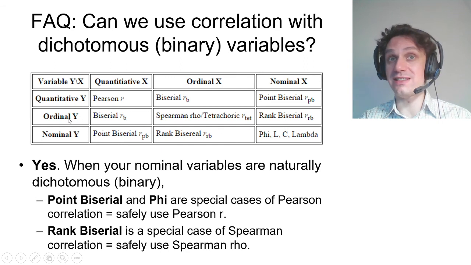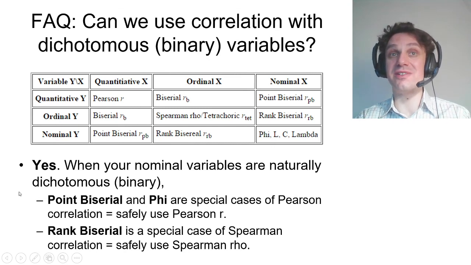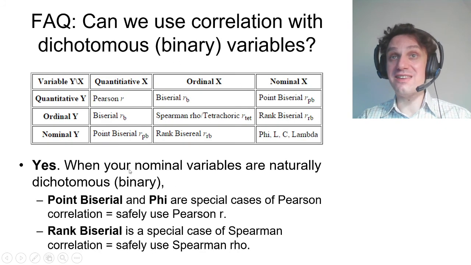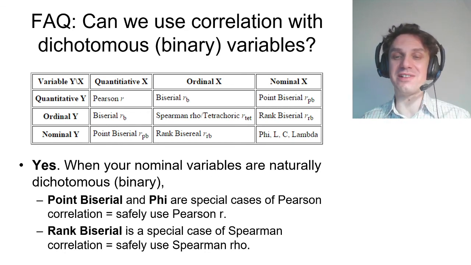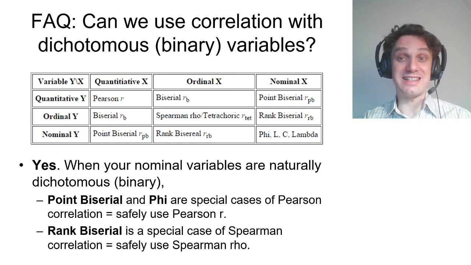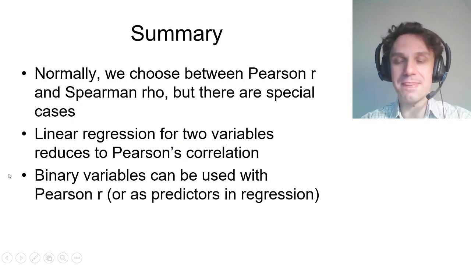Or if one variable is ordinal and another one is interval, then rank biserial is a special case of Spearman correlation. So you can safely use a Spearman rho. However, if your dichotomy is artificial, you created it by dichotomizing some kind of interval variable, then the estimate will be biased, and it's a bad idea to apply a correlation like this. Then you would need a tetrachoric or polychoric correlation to quantify this.